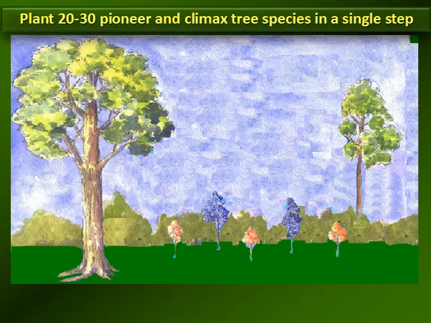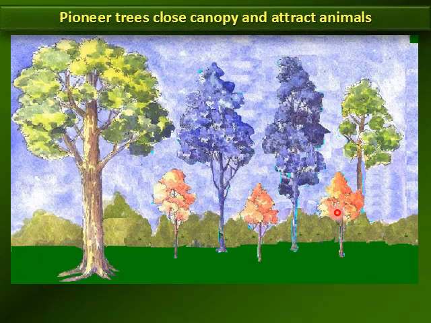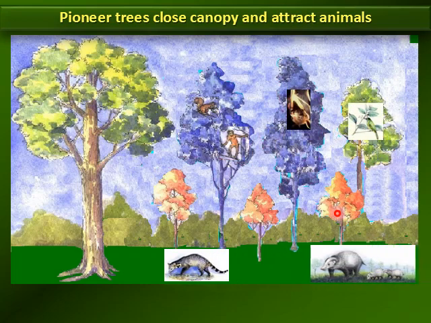So we plant mixtures of pioneer and climax tree species in a single step. In this diagram, the pioneer trees are in blue and the climax trees are in red, just to distinguish them. The pioneer trees grow up very rapidly. That's where most of the biomass accumulation that I was talking about occurs. The pioneer trees are also the ones which flower or fruit early, so they do a lot of the work in attracting wildlife, seed dispersing wildlife.